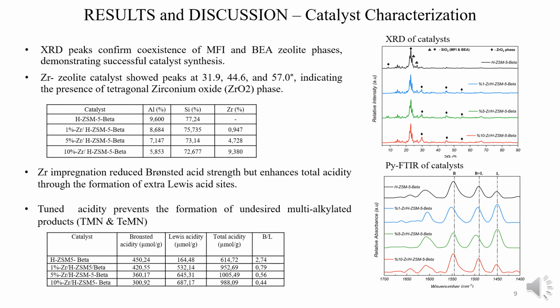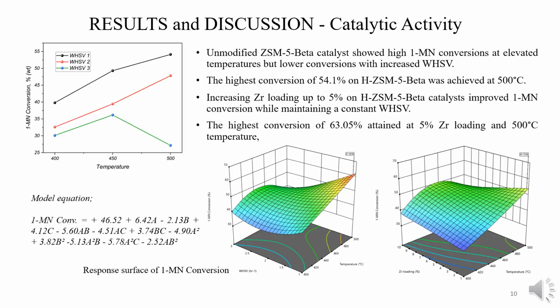Bronsted acidity is generally accepted to be the active site for transalkylation. However, high density or strength of this site leads to the formation of undesired polyaromatic compounds. As shown in the figure and in the table below, it was observed that zirconium impregnation reduced Bronsted acidity by deprotonating the Bronsted sites while also generating additional Lewis sites. This tuned acidity is crucial as it prevents the formation of undesired multi-alkylated products like trimethylnaphthalene and tetramethylnaphthalene.